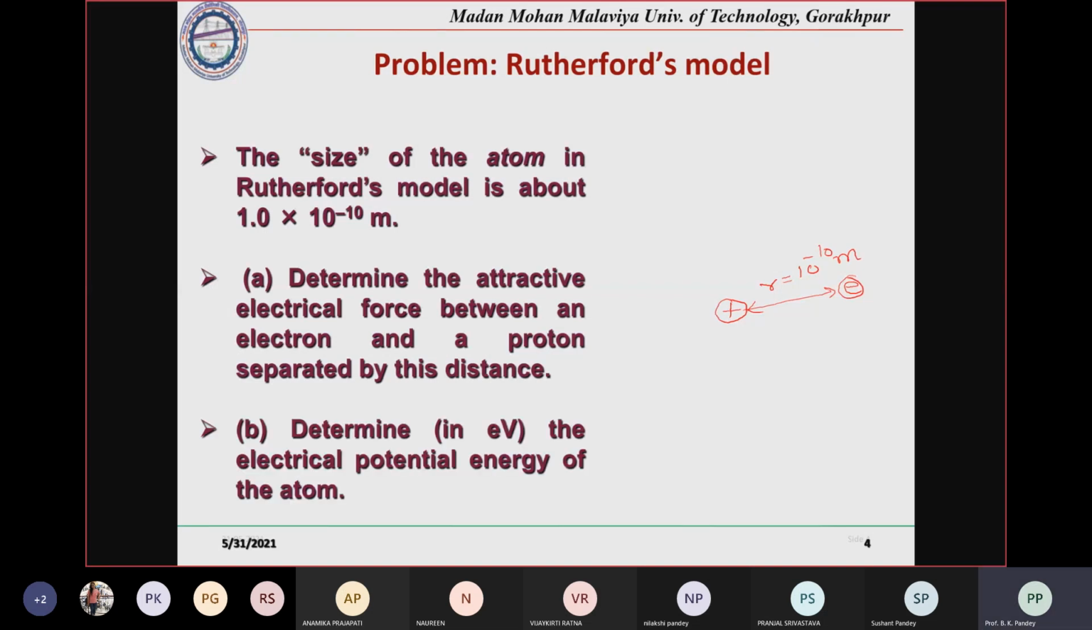Next, we also have to determine what is the electrical potential energy of the atom. That will also be decided on the basis of the electrostatic force and energy which is involved between the nucleus and the electron, which is orbiting around the nucleus.